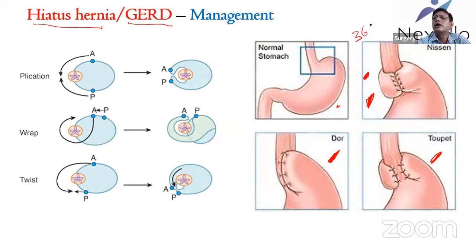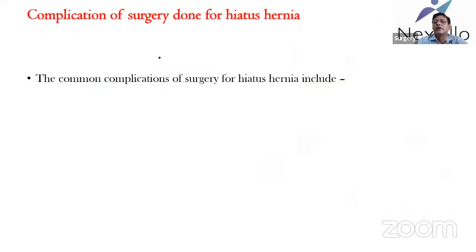And this is a 360-degree wrap around the upper part of the stomach so that it does not pull up into the thoracic cavity. Most common surgery used for hiatus hernia is Nissen fundoplication. And then what are the complications? If we perform these surgeries, especially the Nissen fundoplication, what could be the complication here?